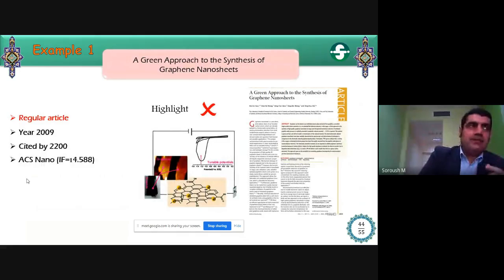For example, in the first example, we can see that the journal is high impact. The IF is around 15, ACS Nano, and take a look at the number of citations, 2,200, and the year, which is approximately 11 years. So we can see how successful this article was.